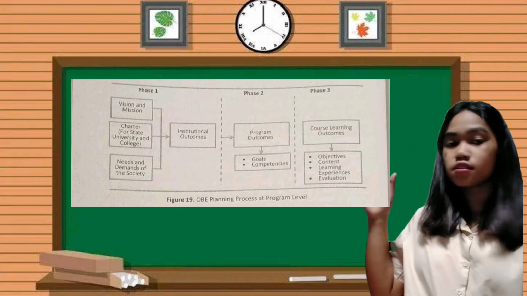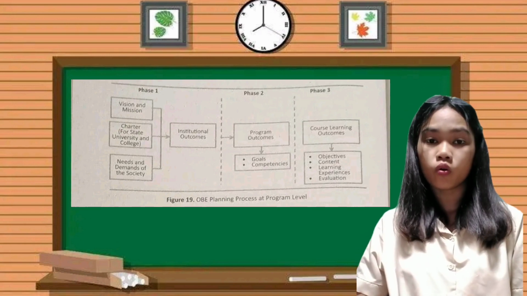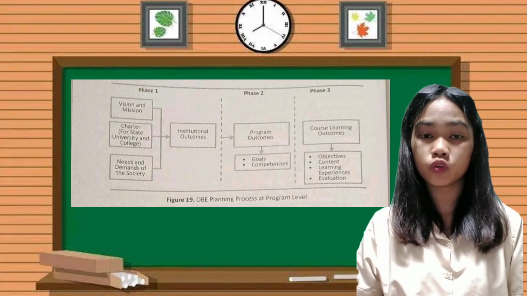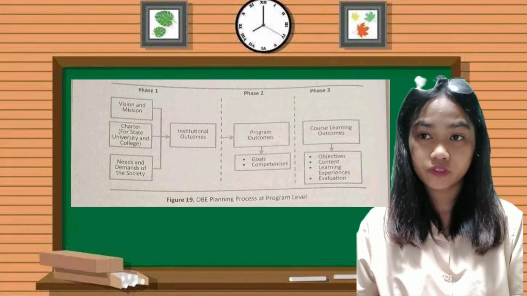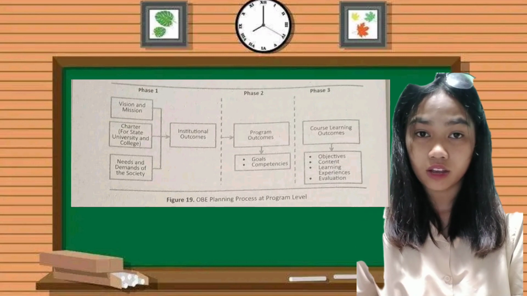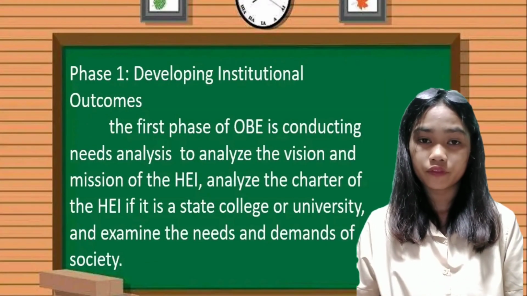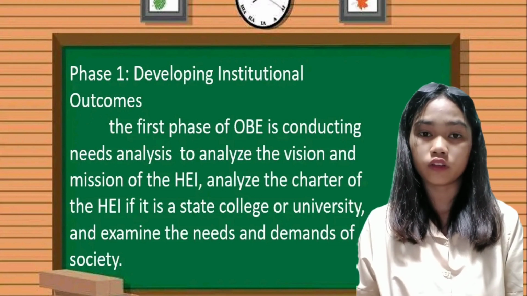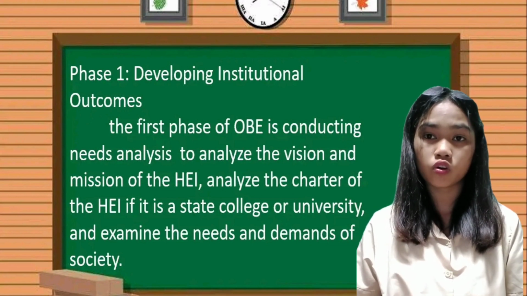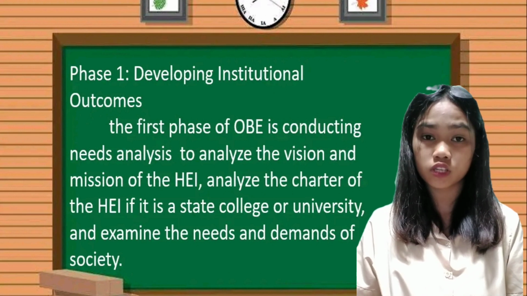And then the next one is the phase 3. So we have the course learning outcomes. Naka-under po dyan is objectives, content, learning outcomes, and evaluation. So, in the phase 1, we have the developing institutional outcomes. So, yung vision and mission, charter, and needs and demands ng society.